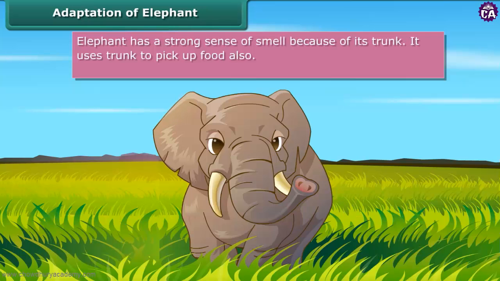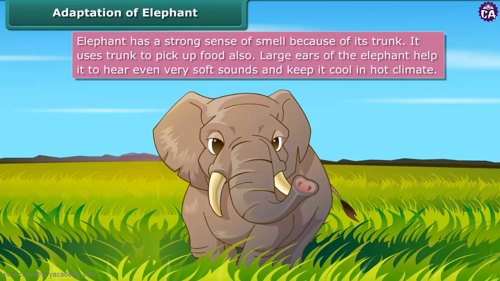The trunk is also used for picking food. The big teeth are useful in tearing bark of trees that elephant loves to eat. Large ears of the elephant help it to hear even very soft sounds.